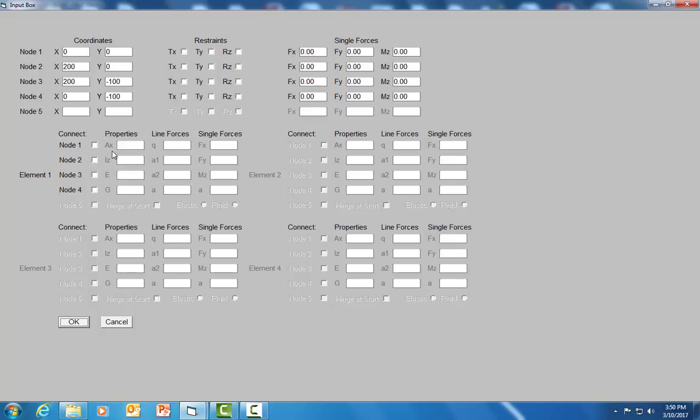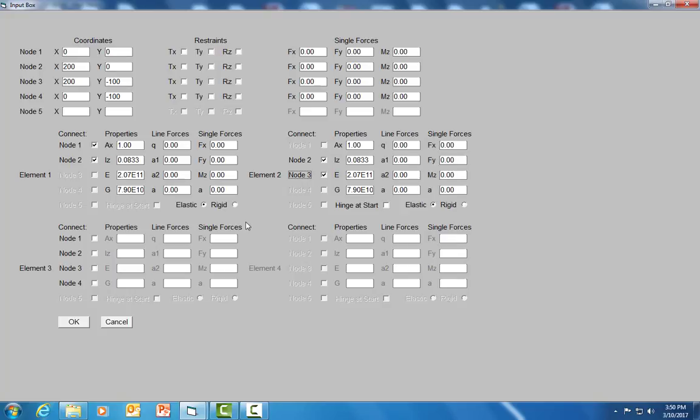Now we have the nodes located, and now we have to connect them by elements, and the cross-section is given here, and then there's a moment of inertia, then there's a Young's modulus, and there is a shear modulus. So we give values, we connect node 1 with node 2, and these are the values. Then we connect node 2 with node 3, and then we connect node 3 with node 4, and then we connect node 1 with node 4.